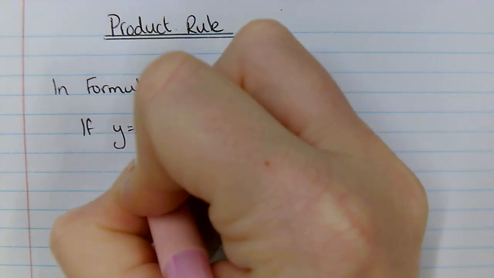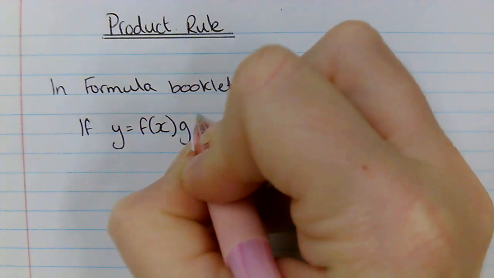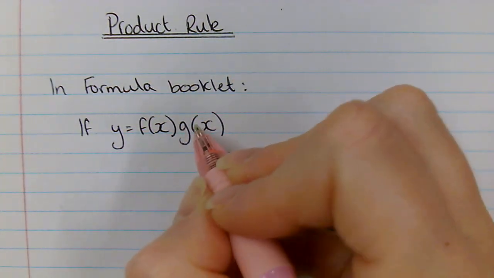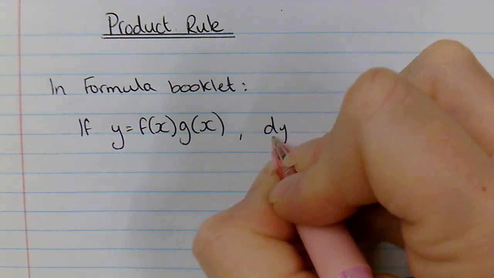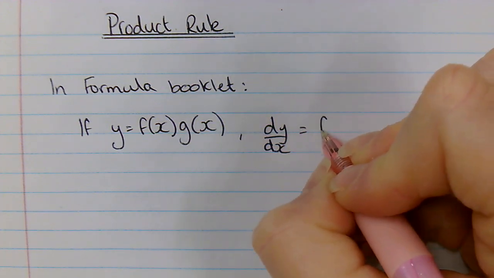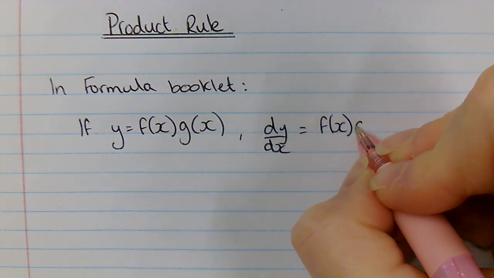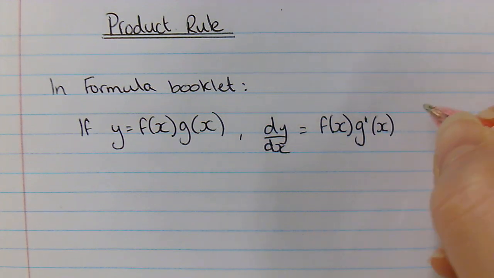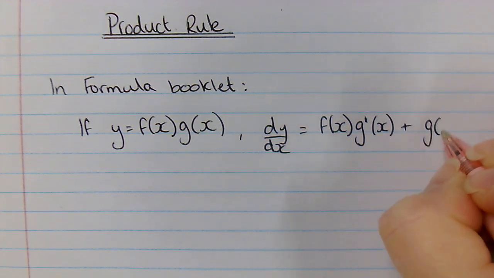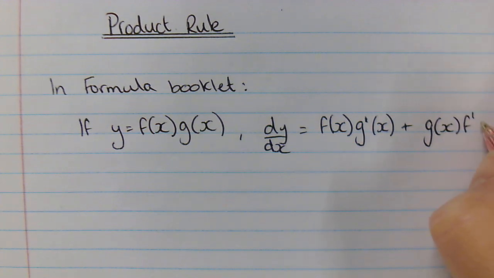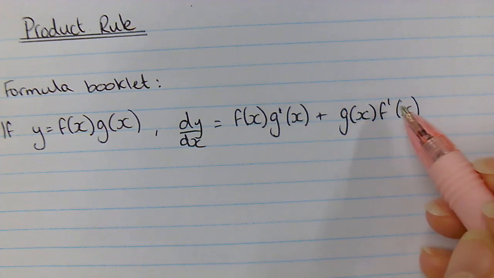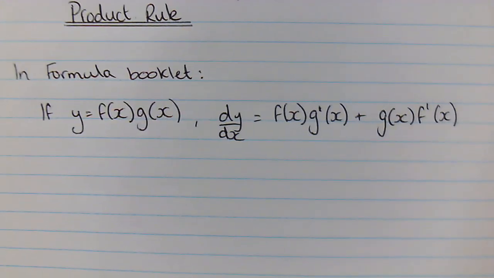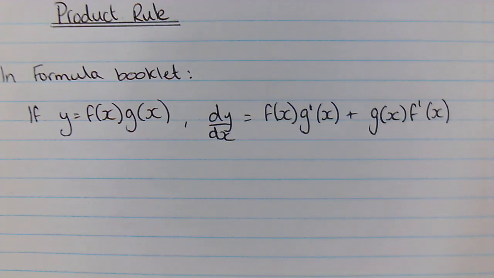it's given as: if y equals f of x, g of x, so two functions multiplied together, then dy by dx is f of x times g dash of x, that's the derivative of g, differentiating g of x, plus g of x multiplied by the derivative of f of x. Remember that the dashes mean that you've differentiated them. So that's what I was given in the formula booklet, which is a bit of a mouthful.